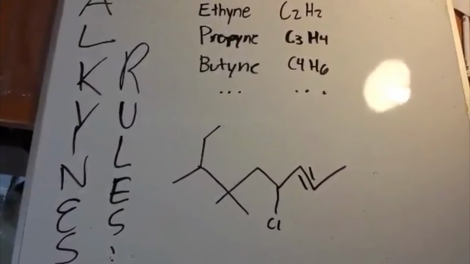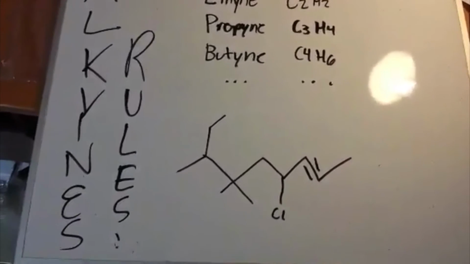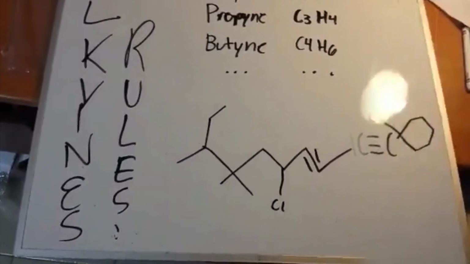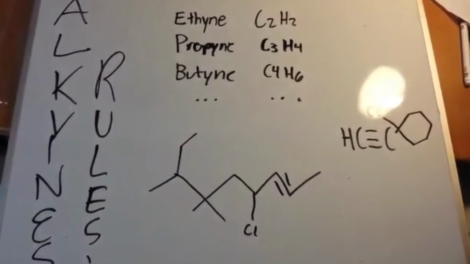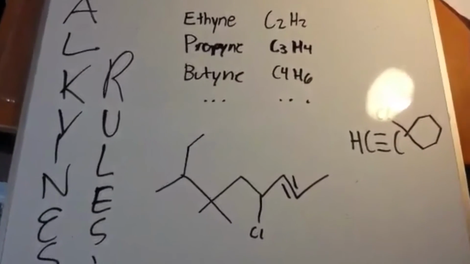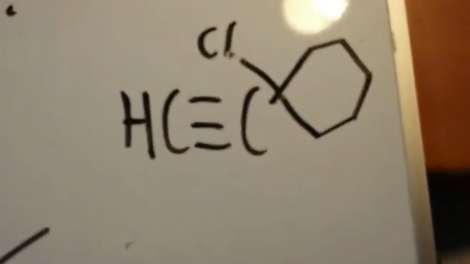Another rule is that substituents containing a triple bond are called alkynyl. For example, this one. Triple bond.